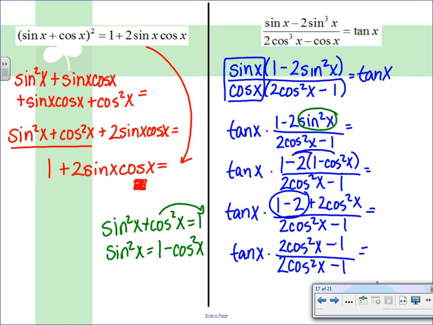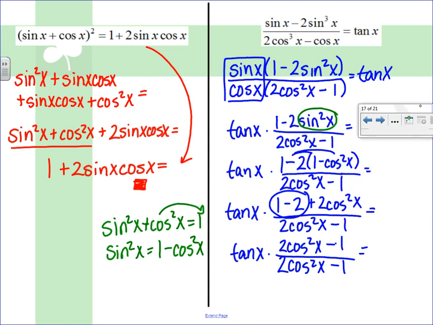So now I have the same numerator and denominator, which means they will cancel, and I have tangent times 1, which is equal to tangent. On the other side, I have tangent, and I have proved my identity.